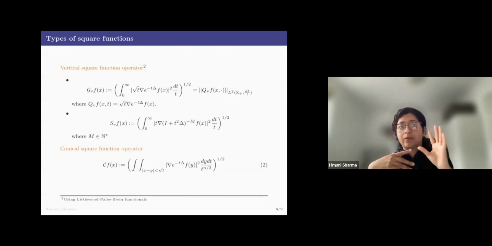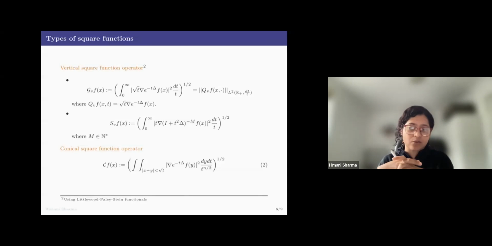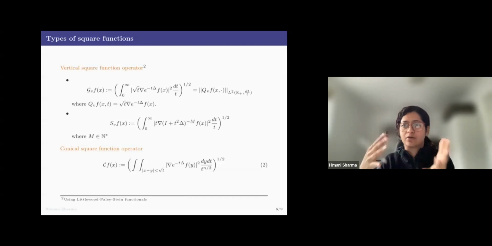But what we are going to deal with is mostly the horizontal and the vertical square functions. We are not going to work with the conical square function at the moment. So I'm going to talk about more results that have been obtained in the case of the horizontal and vertical square function operators.